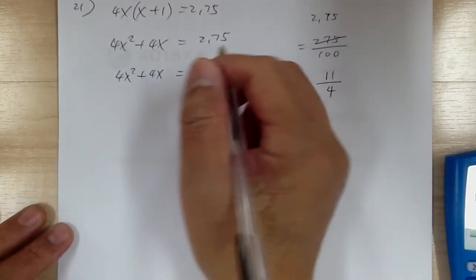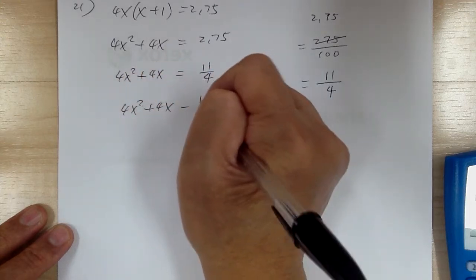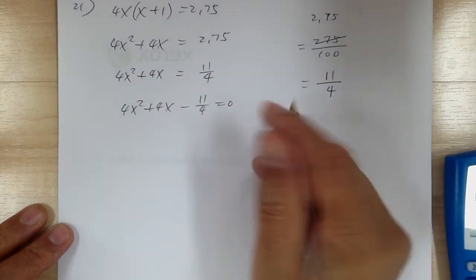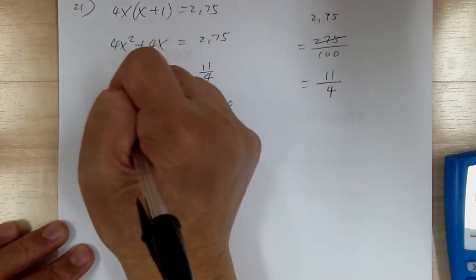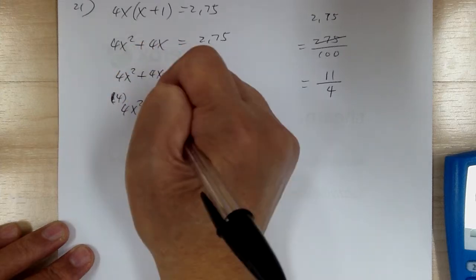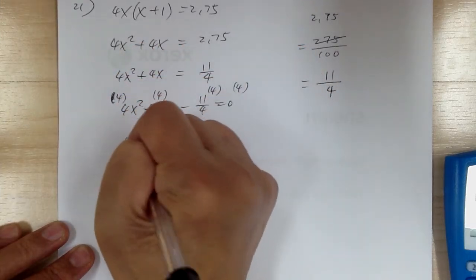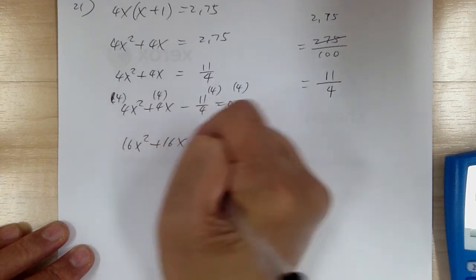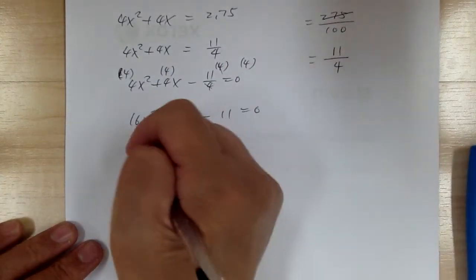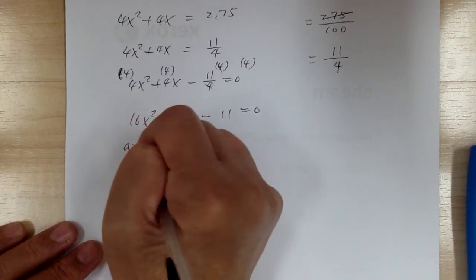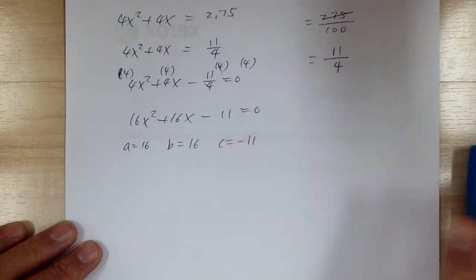Okay, so you get 4x squared plus 4x equal to 11 over 4. And I'm going to move this over. So you got 4x squared plus 4x minus 11 over 4 equal to 0. Now if you don't like the fraction, then multiply by 4. So you got 16x squared plus 16x minus 11 equal to 0. Okay, so you got A equal to 16, B equal to 16, C equal to negative 11.